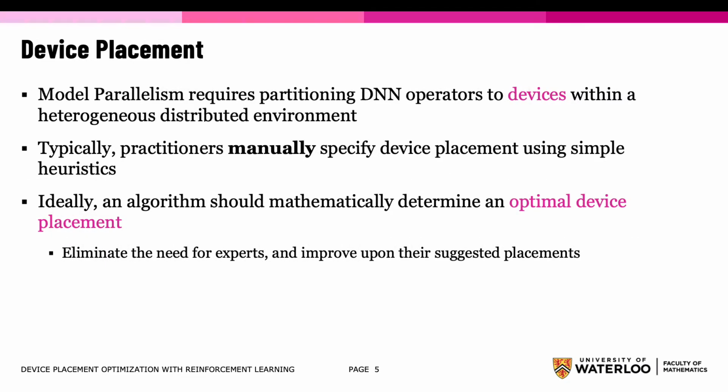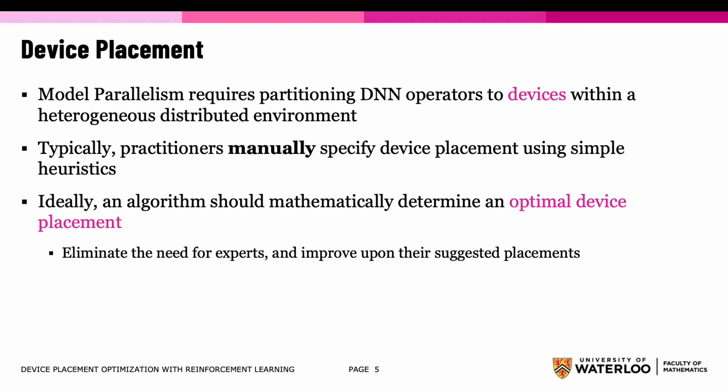Now that we're familiar with different types of parallel deep neural network training, let's focus on one in particular, that being model parallelism. Model parallelism requires some sort of partitioning of the deep neural network operators to devices within a heterogeneous distributed environment. And by devices we mean CPUs or GPUs. And a heterogeneous distributed environment is just a collection of machines that have any number of CPUs and GPUs.